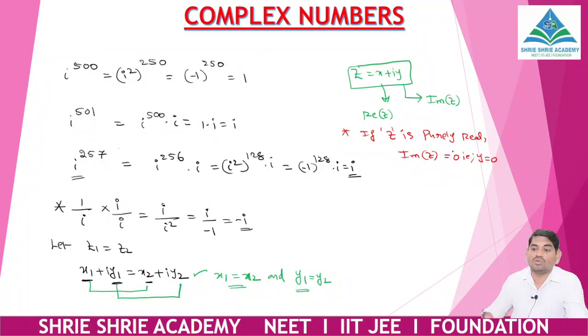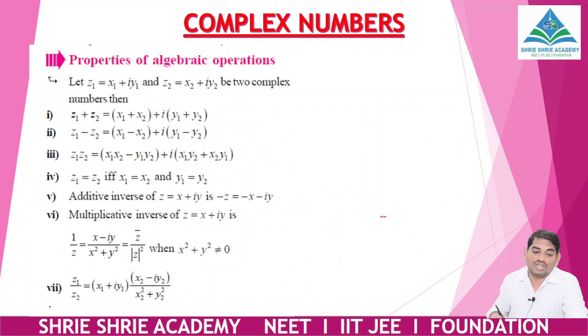Y, so y is equal to 0. If z is purely real, then the imaginary part of the complex number is equal to 0. Similarly, if z is purely imaginary, then the real part of z is equal to 0.